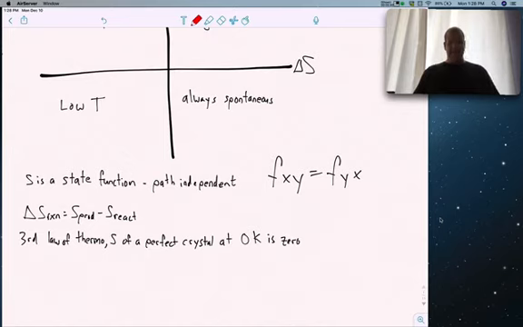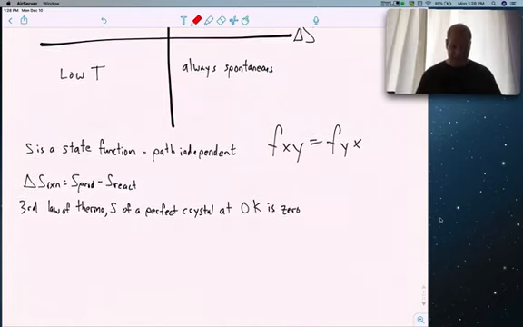So we can look at the entropy of the products minus the entropy of the reactants, and we can look at the total entropy change for the chemical reaction. And we can do that for any of the state functions, for H, for G, for E, for S. This works for all of them. It's because it's path independent.